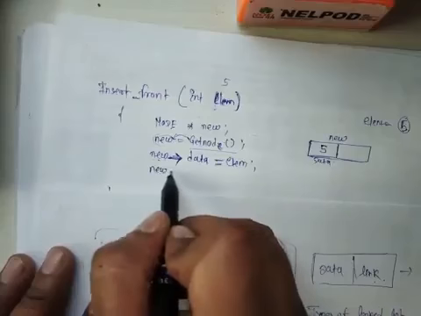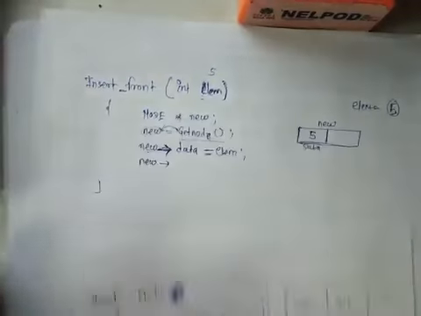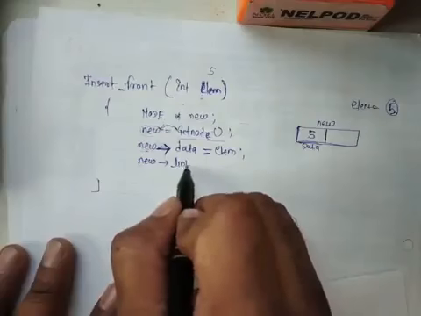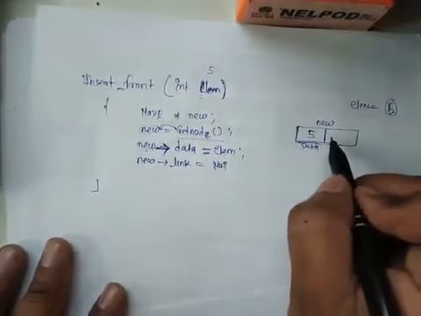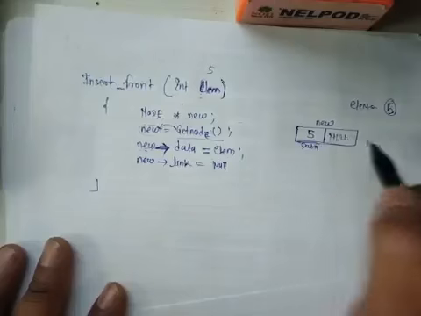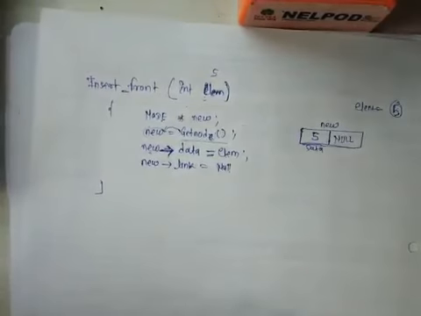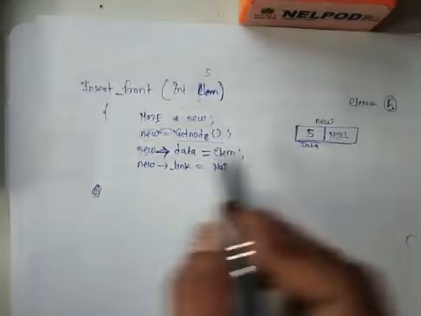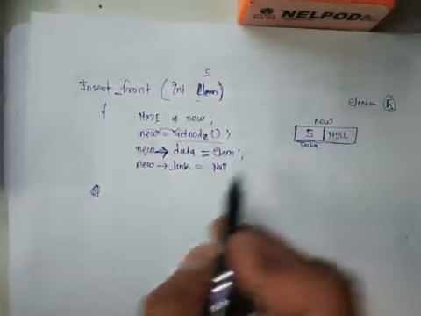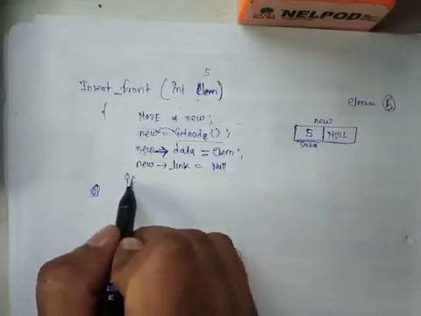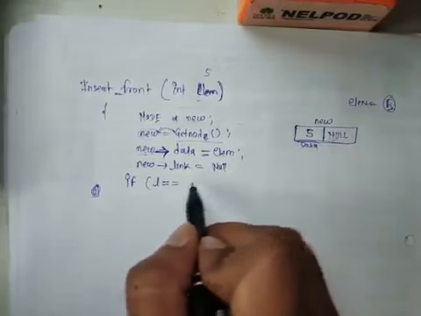And new of link, what will we write here? New of link is equal to null. So this link part holds a null value. Are you getting me? And after allocating memory and assigning value to this new node, we are going to check if L is equal to null.